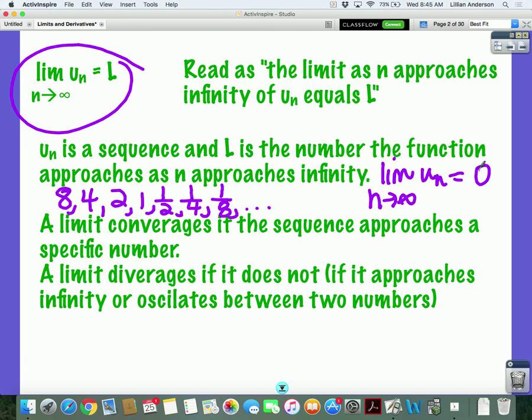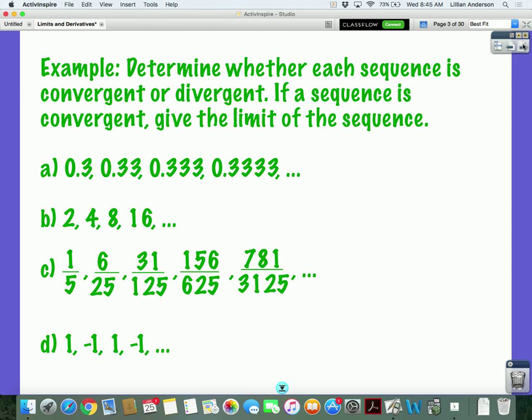No. Or if it oscillates in between two numbers. Does everybody know what oscillate means? What does it mean? Like going back and forth between two numbers. All right? So let's look at some examples. We're going to determine if each sequence is convergent or divergent. And if a sequence is convergent, we're going to give the limit of that sequence, because we can only give limits of sequences that do indeed converge.